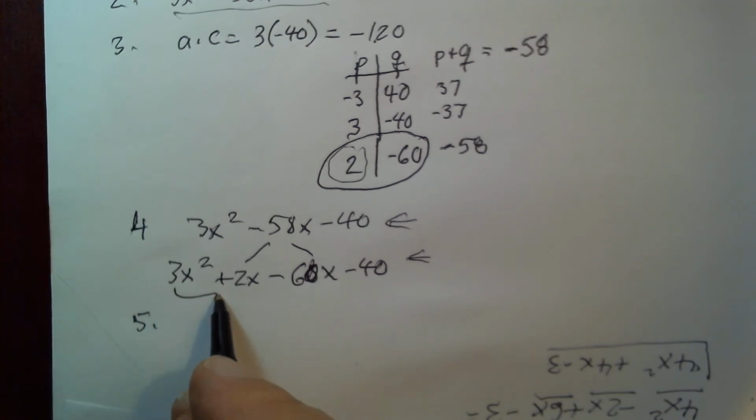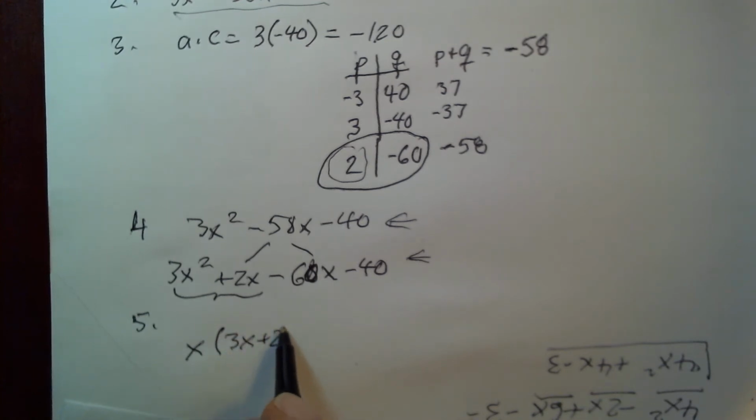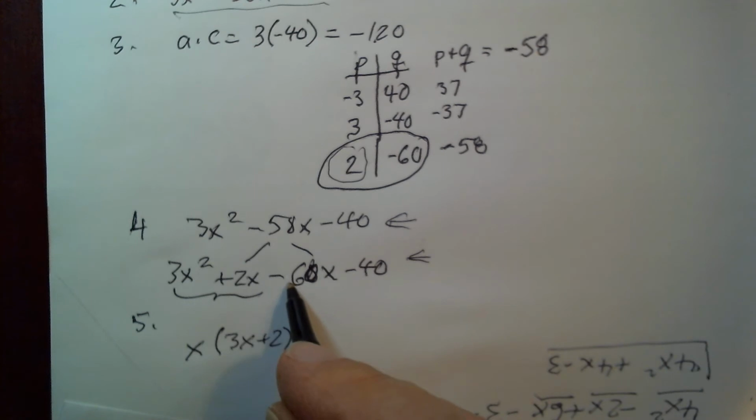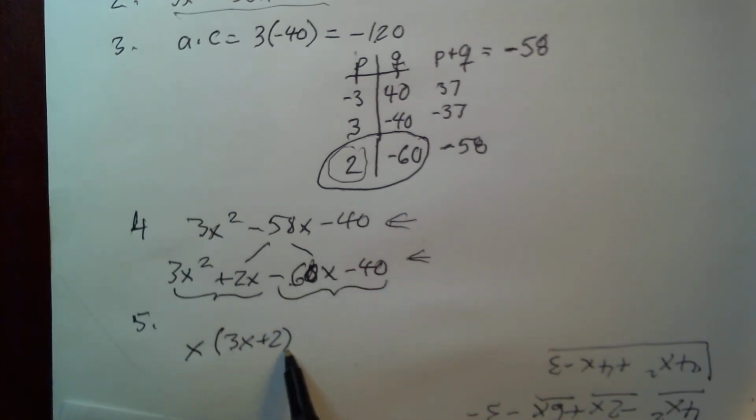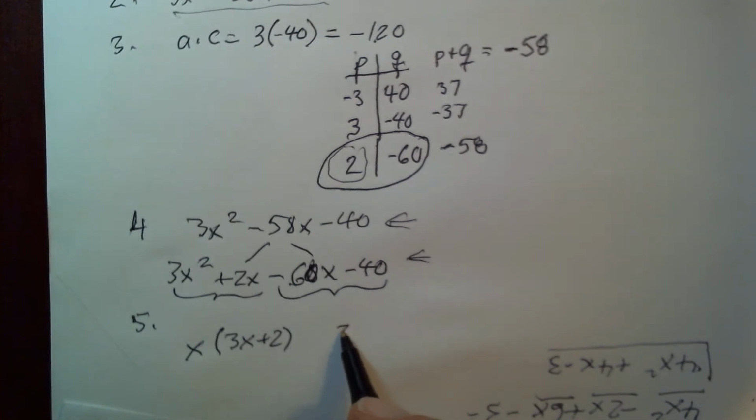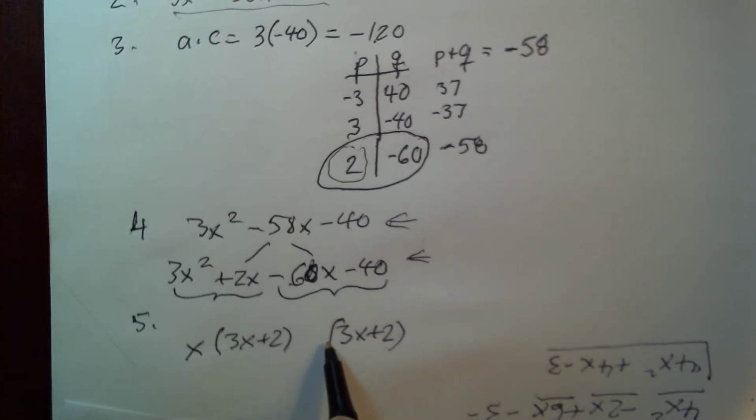So here's group 1. When we look at that, we can factor out the greatest common factor, which is x. And that leaves us with 3x plus 2. And here's the second group. Now we know that the binomial for the second group has to be 3x plus 2 also. So 3x plus 2. Now we only need to answer the question, what do we need to factor out?